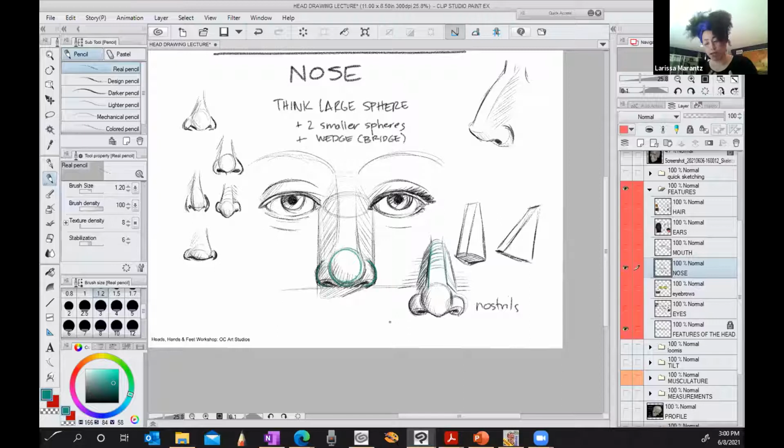Now, that's going to depend, obviously, on the person you are. Maybe some of you have a more prominent nose bridge. Maybe some of you have a very small nose bridge. Maybe it's very large and wide. Maybe it's really small and narrow. So the idea is that you're just remembering that there are three.